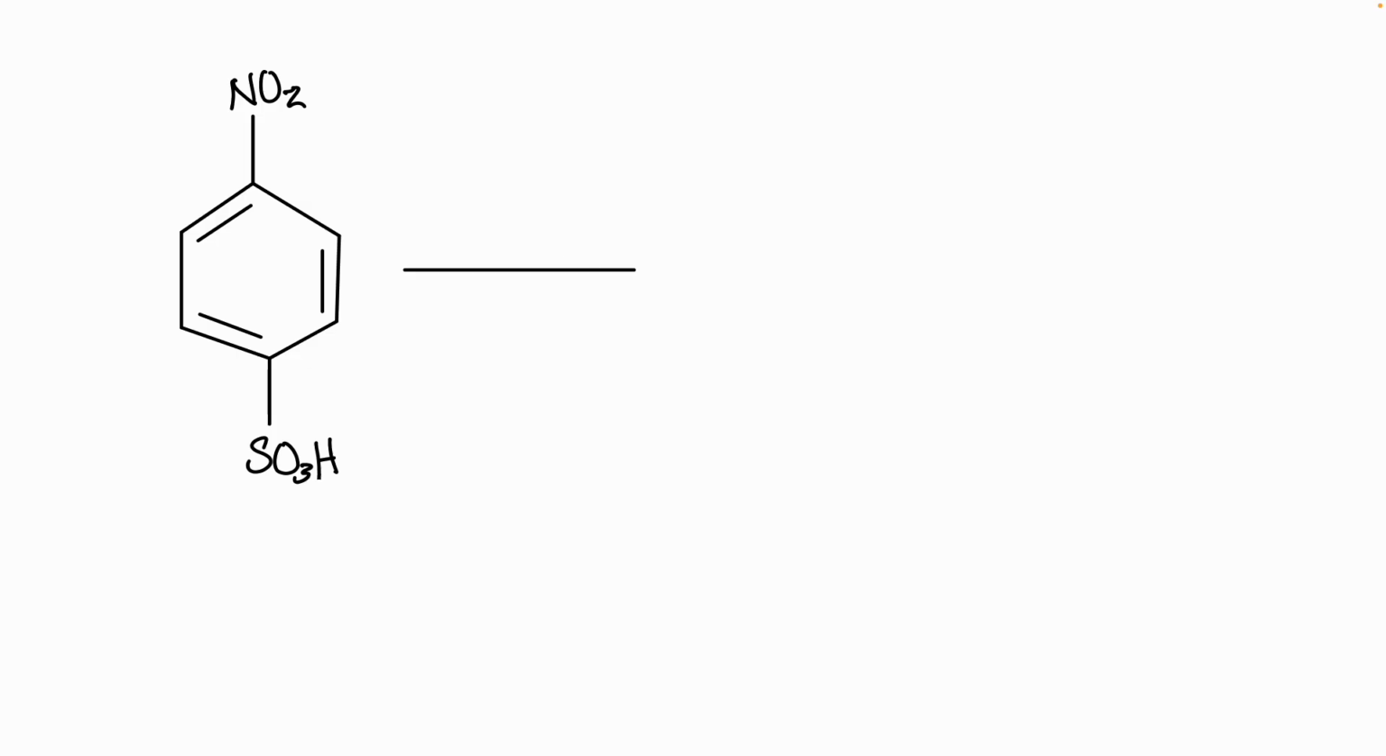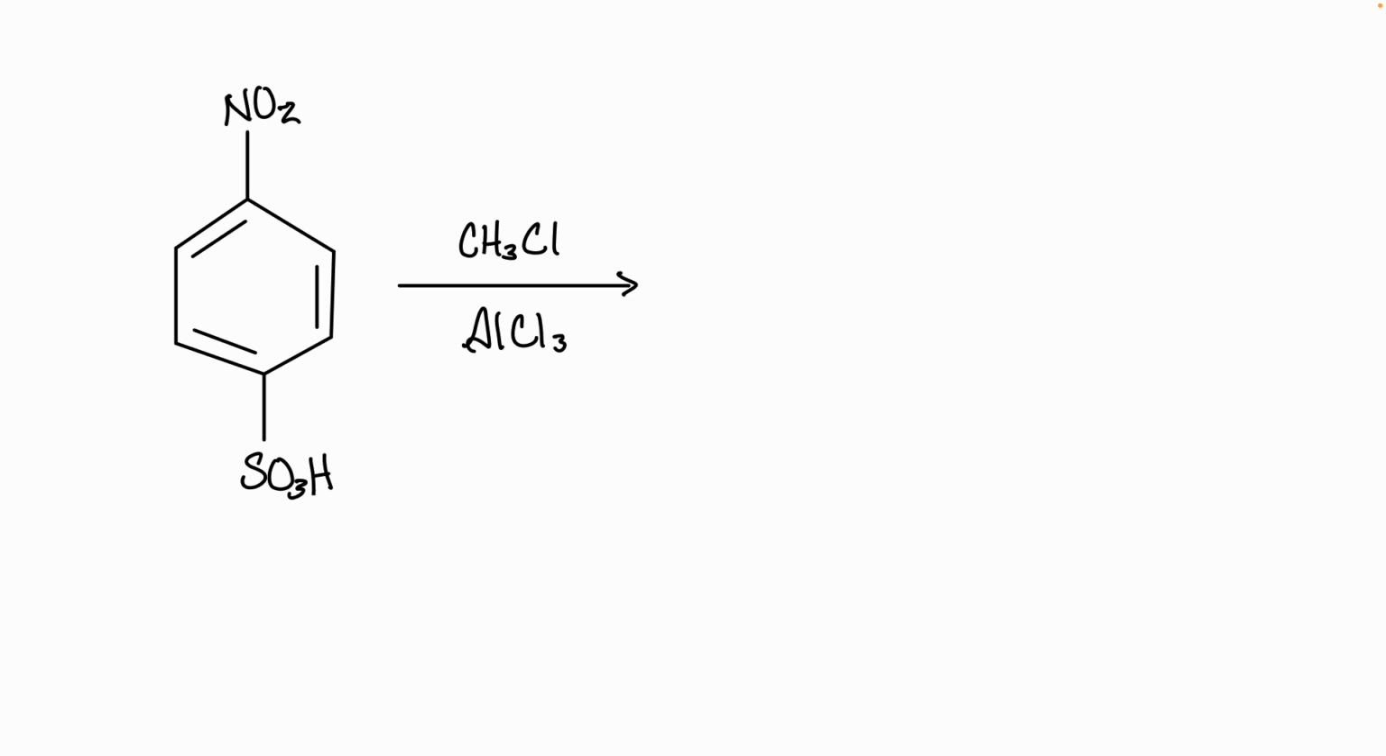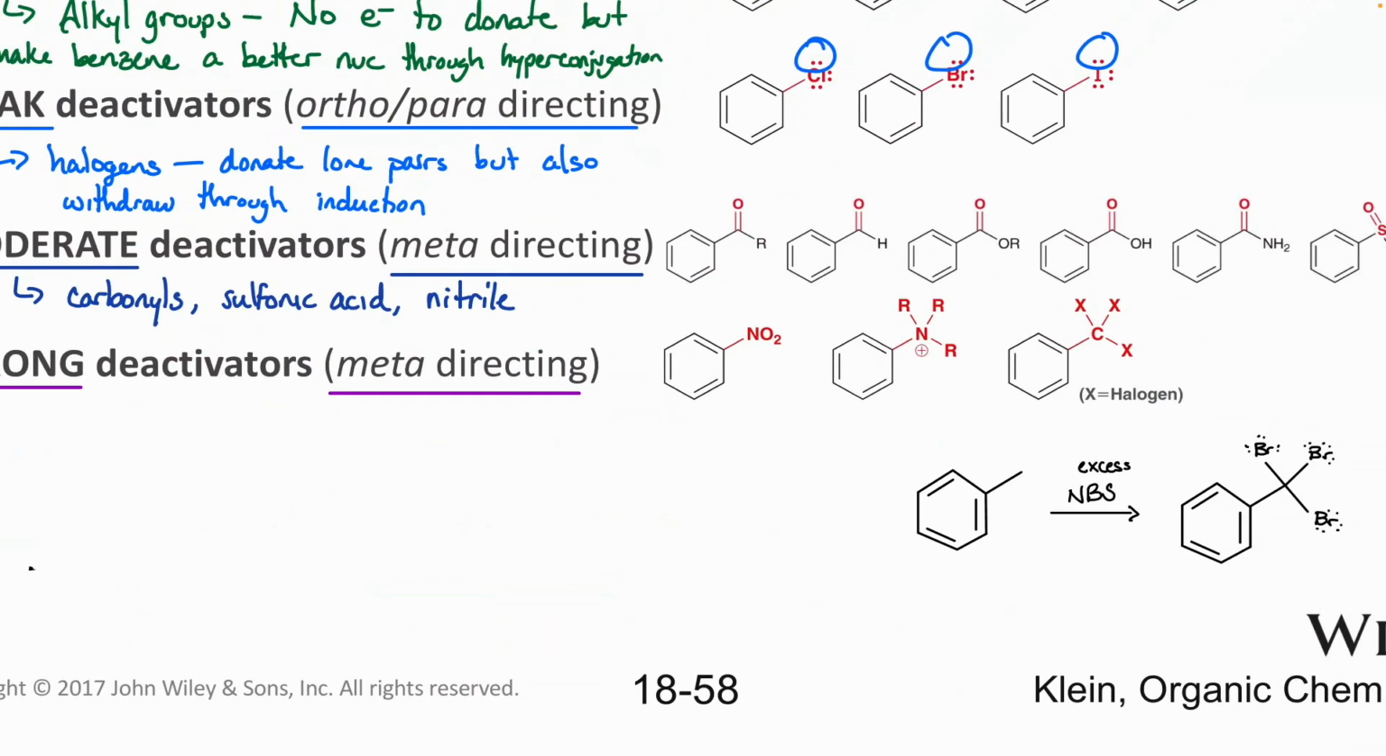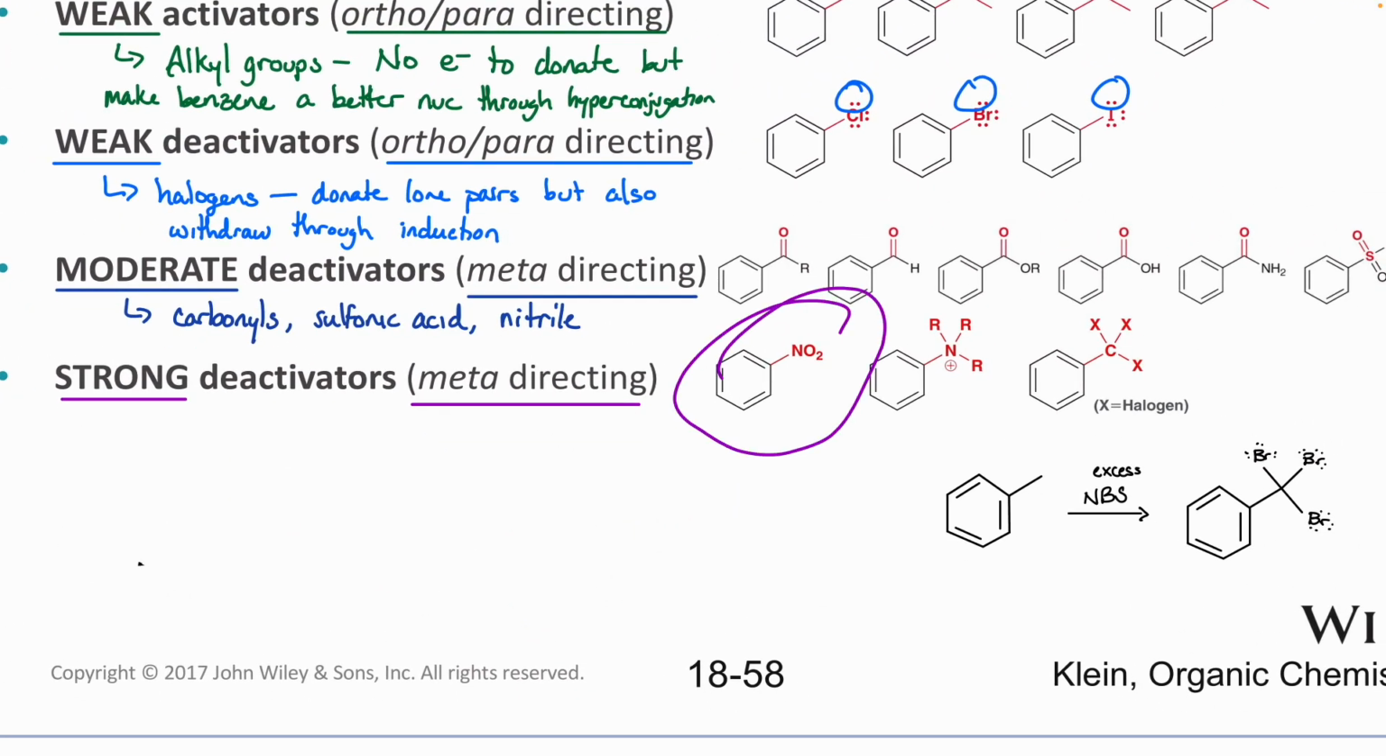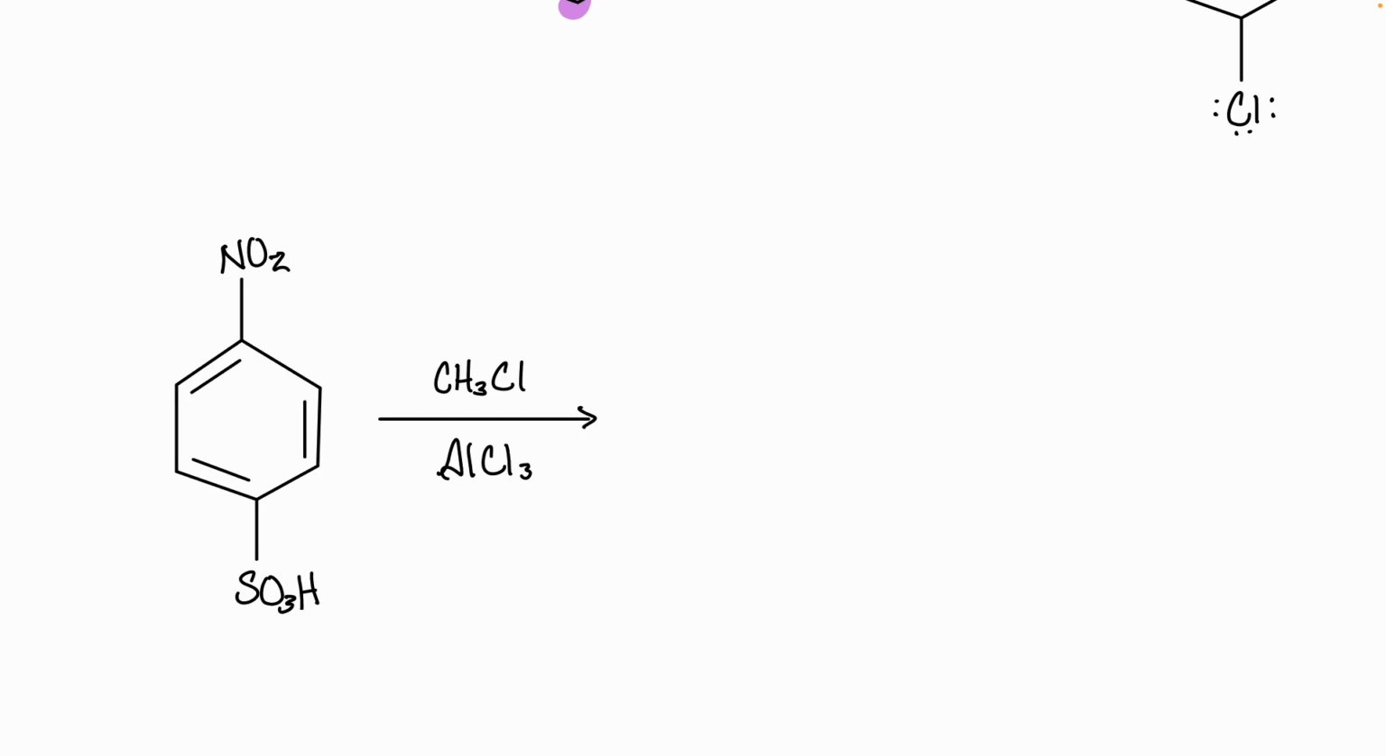All right, I want to take this benzene derivative here, and I want to do a Friedel-Crafts alkylation reaction. I want to stick a methyl group on this ring. All right, so we got to look at what's already on the ring to figure out which position that methyl group is going to go. A nitro group belongs to which one of our categories here? So this one, a metadirecting group, and in fact a strong metadirector.